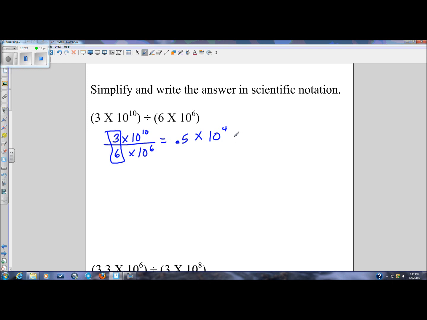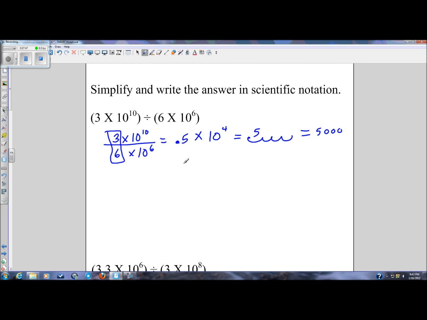Now let's think about what that means. If you were to write that in standard form, it would mean to take that 0.5 and move that decimal point 4 places to the right. So that would really give you 5,000. But we want to write that in scientific notation.